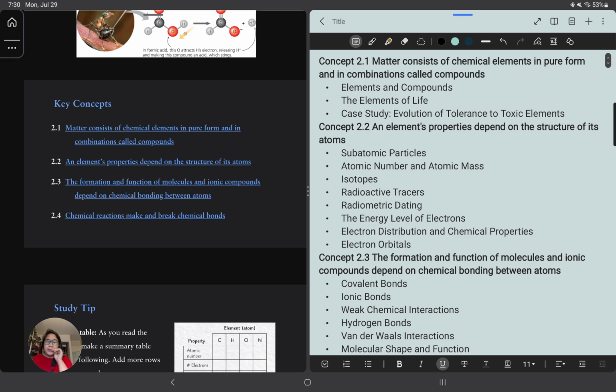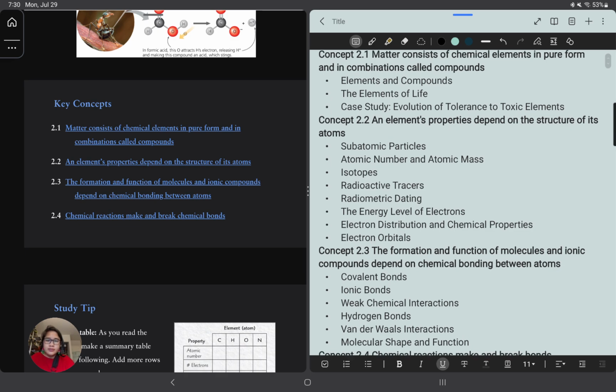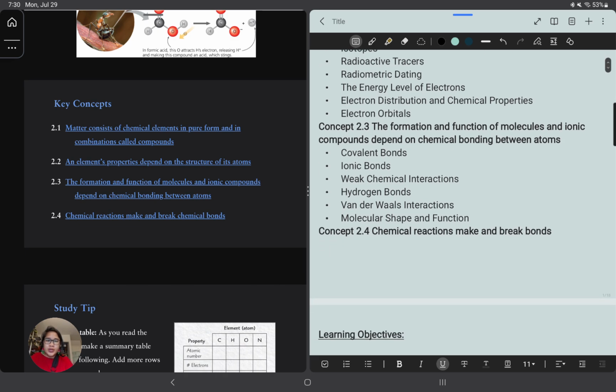So we'll be going over concept 2.1, matter consists of chemical elements in pure form and in combinations called compounds. Concept 2.2, an element's properties depend on the structure of its atoms. Concept 2.3, the formation and function of molecules and ionic compounds depends on chemical bonding between atoms. And concept 2.4, chemical reactions make and break bonds.